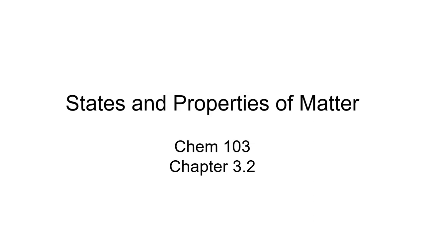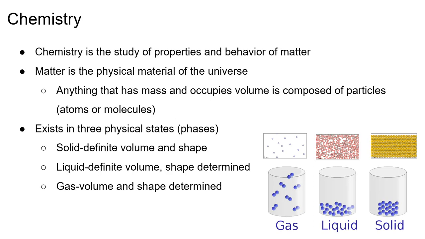Hi class, today we'll be discussing states and properties of matter, chapter 3.2. Chemistry is the study of properties and behavior of matter. So now we're going to look at matter. Again, matter is anything that has mass and occupies volume, and is composed of particles, atoms or molecules. Now we're going to look at it in a different way of classification, as in three physical states.